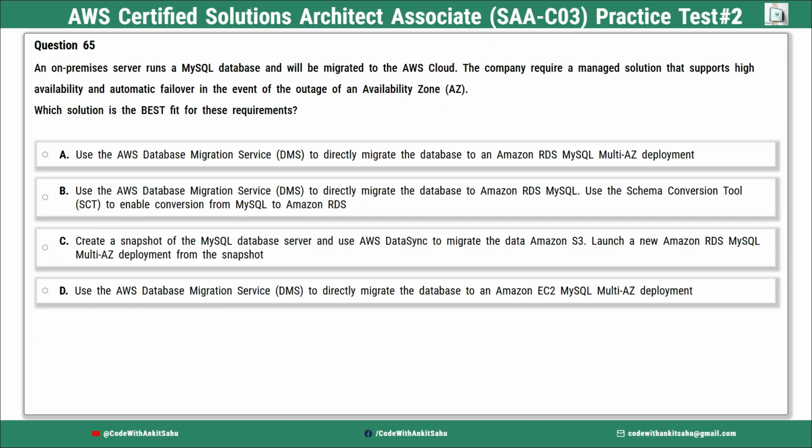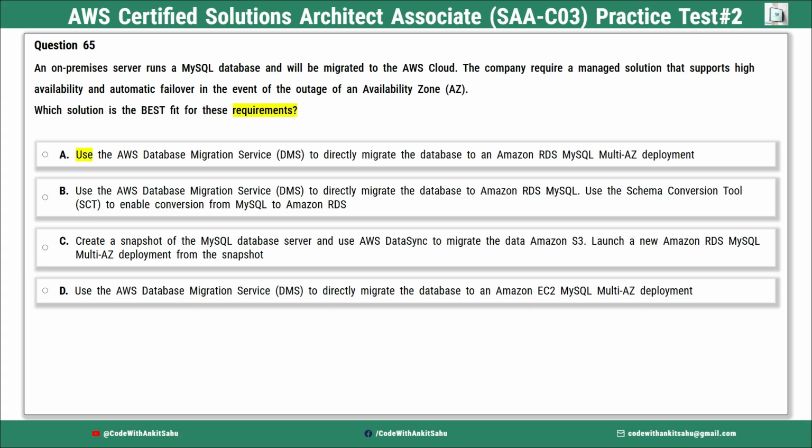Question 65. An on-premises server runs a MySQL database and will be migrated to the AWS cloud. The company requires a managed solution that supports high availability and automatic failover in the event of the outage of an availability zone, AZ. Which solution is the best fit for these requirements?